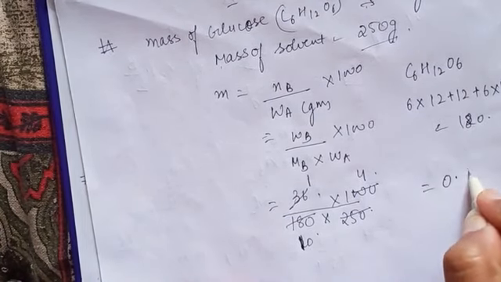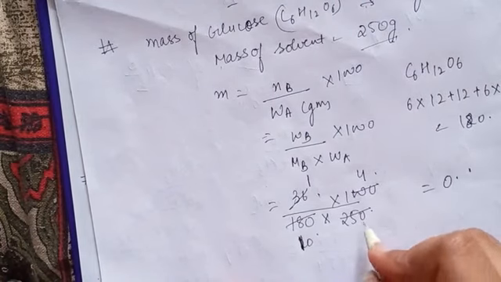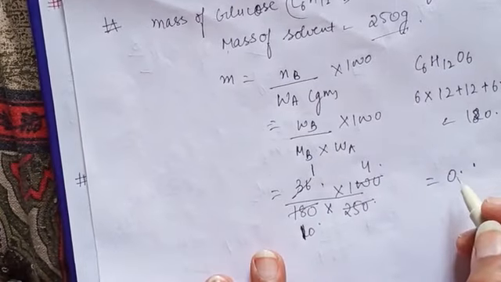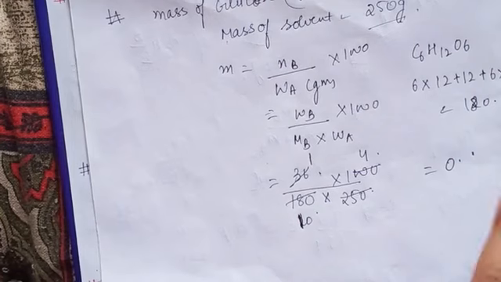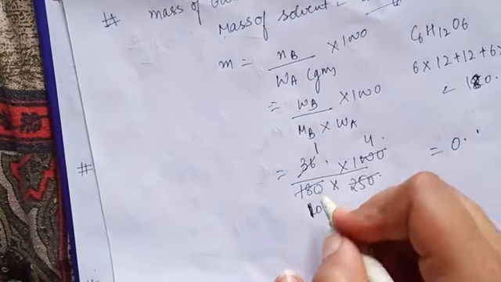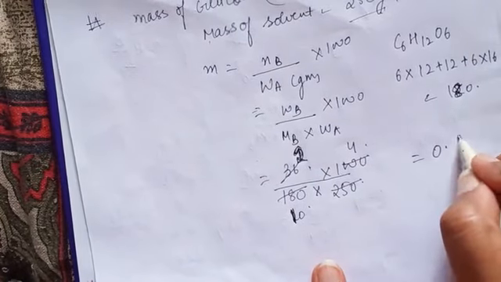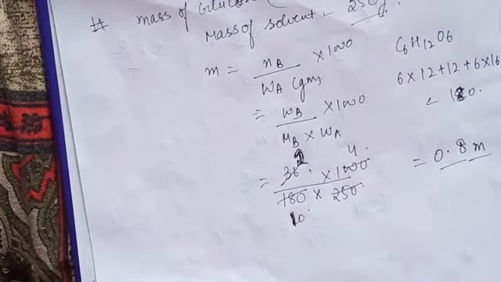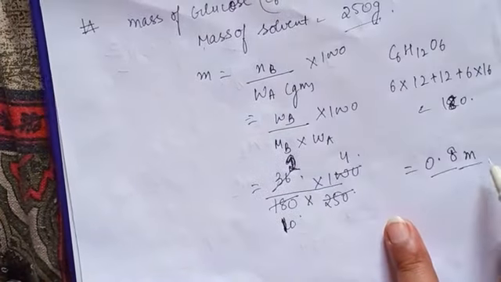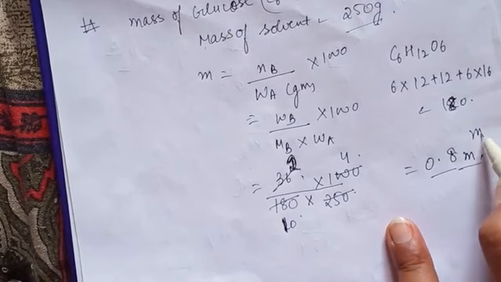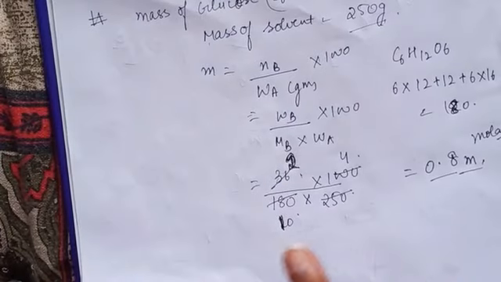That means 0.4 molar. Molality comes out to be 0.8 molal. That was molar, that is molal, M-O-L-A-L, molal. This is molar, M-O-L-A-R, molar, molal.